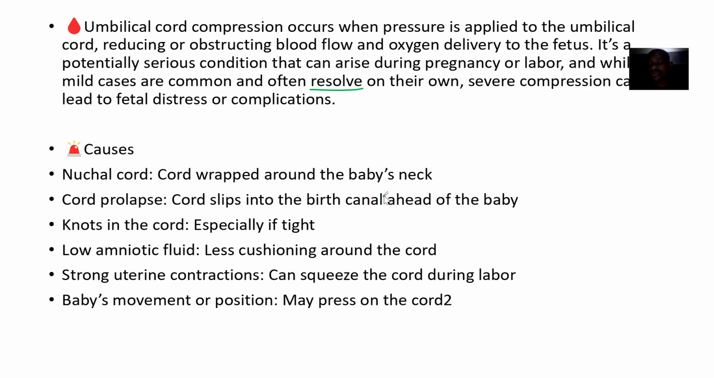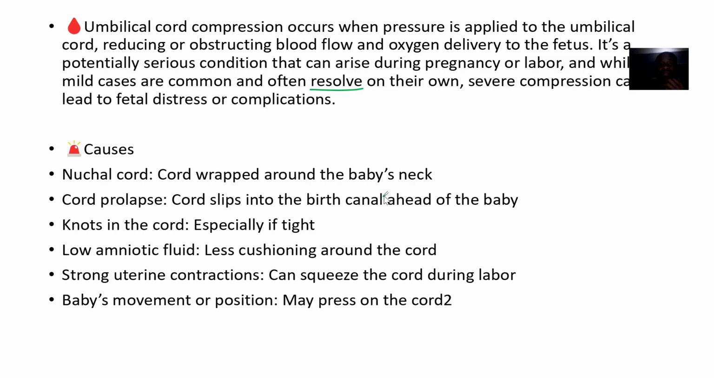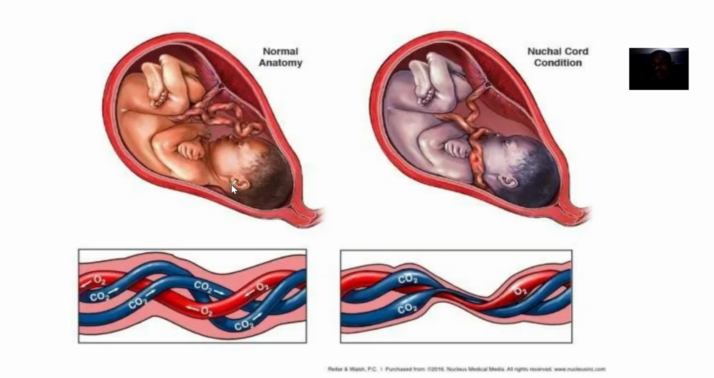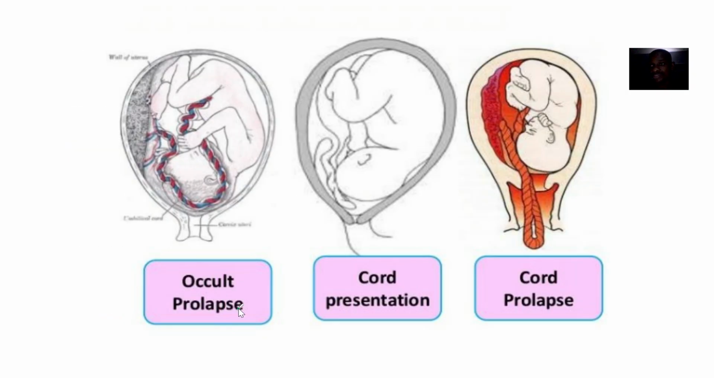So causes, what would be the things that could make the umbilical cord compress? We have things like Nuchal cord. If the cord is wrapped around the baby's neck, this is Nuchal cord. Cord prolapse, the cord falls down into the birth canal, blocking the cervix. Maybe the amniotic fluid is very low, so the baby wasn't able to swim freely. Then maybe uterine contractions are too strong. Also the baby's movement or position.